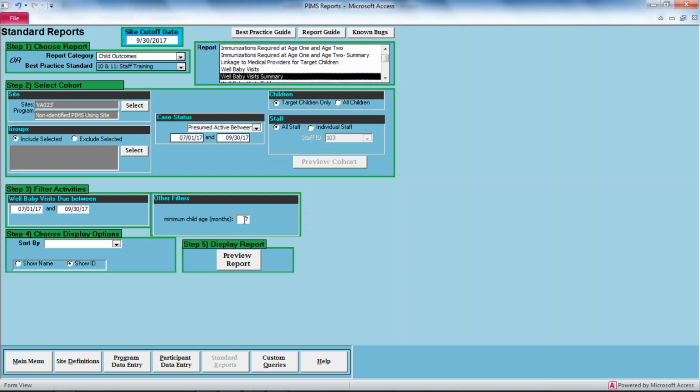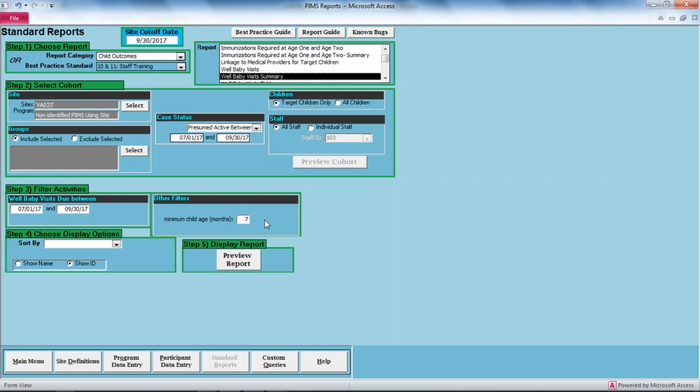We selected, way back in evaluation days, the 7 months as a good place to say, okay, by this time families should be stabilized, they should be getting what they're supposed to get, and as an outcome of the service that we're giving them, this is a good time to start to look at it. So for this report, you would set the minimum child age to 7 months.